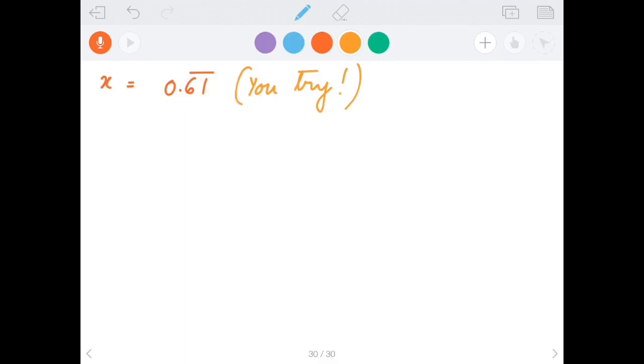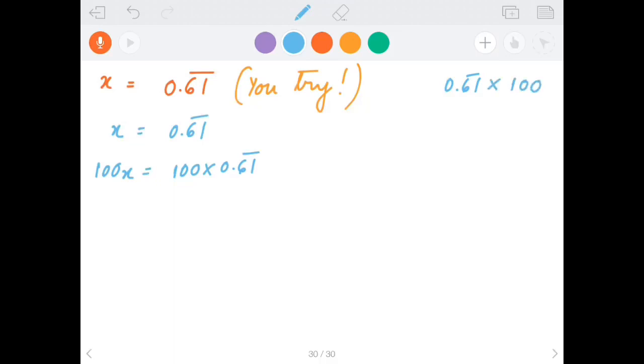I hope you got it. I'm going to start working on it now. So I'm first going to say x is equal to 0.61 bar, and then I'm going to multiply both sides by 100. So I'm going to get 100x is equal to 100 into 0.61 bar. I'm just going to quickly show that for you.